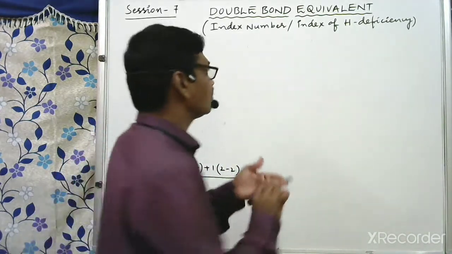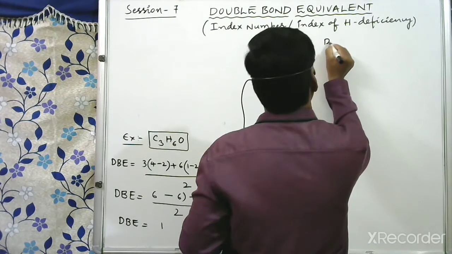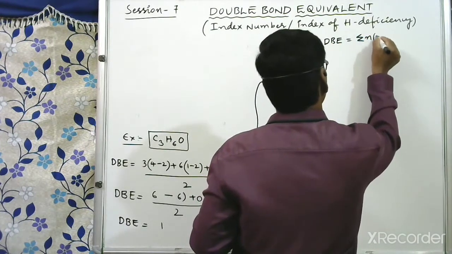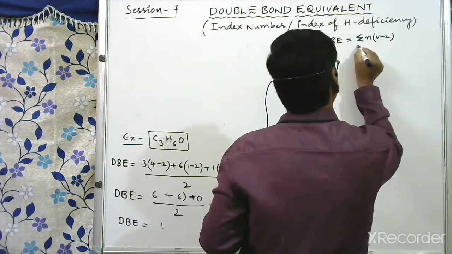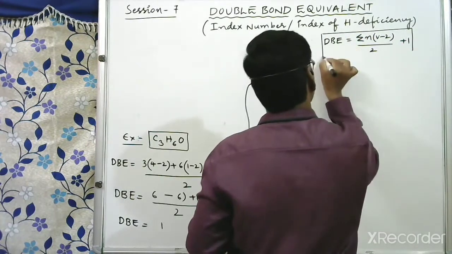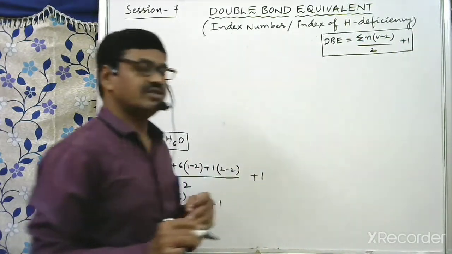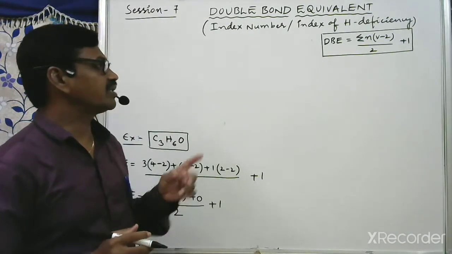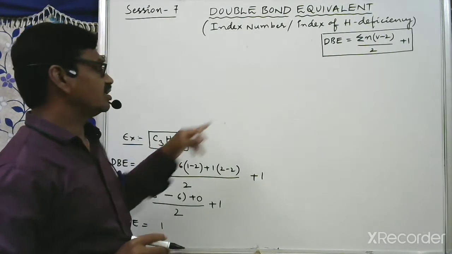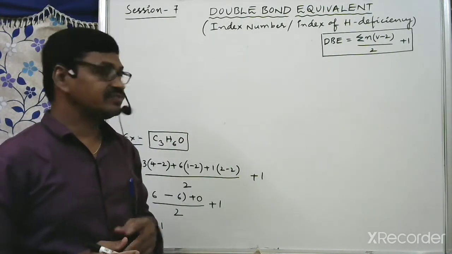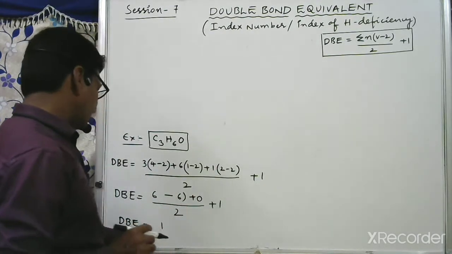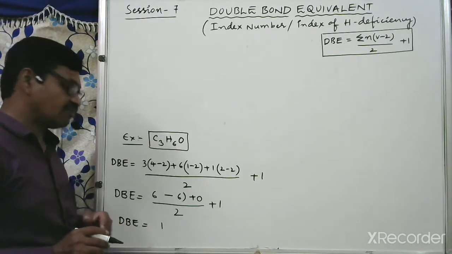Here again I am writing the formula. DBE equals sum of n into (V minus 2) by 2 plus 1. This is the formula for double bond equivalent, or hydrogen deficiency, or index number. N is the total number of atoms, and V is the valency in free state. That is the formula. So here you got double bond equivalent equal to 1.